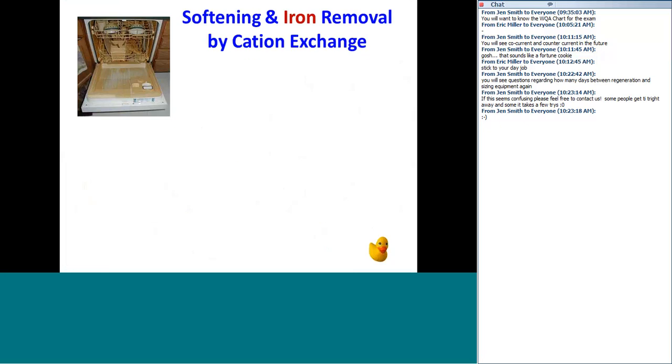Softening and iron removal by cation exchange. Iron stains at 0.3 parts per million. Manganese stains at 0.05 parts per million. Dissolved iron only, so ferrous iron only, and we're going to talk more about iron and manganese and hydrogen sulfide coming up in a couple weeks. But this will only take out ferrous iron or clear water iron. It will not take out ferric iron.